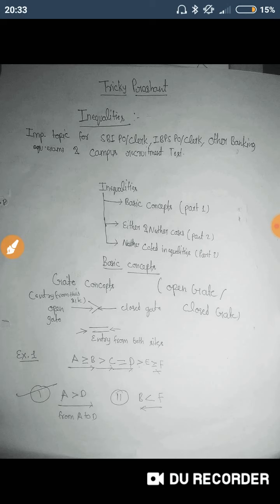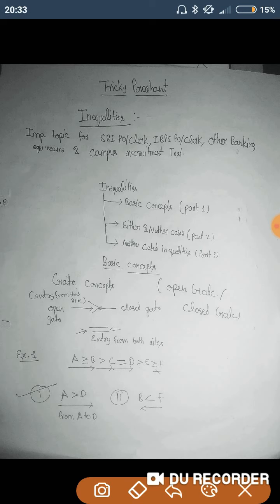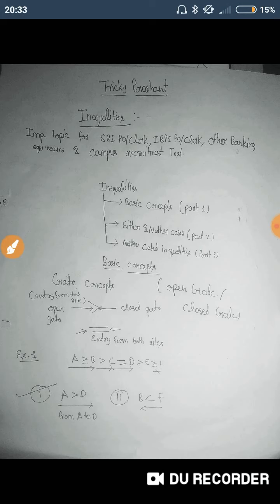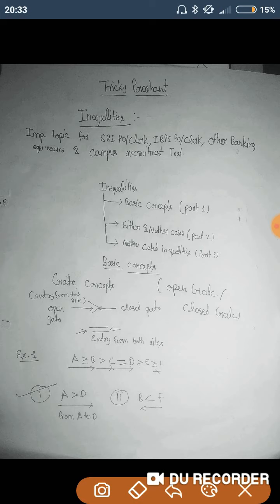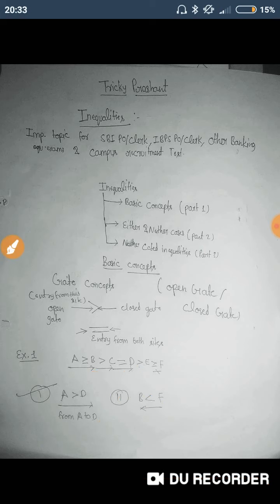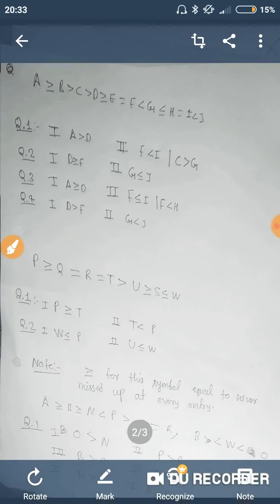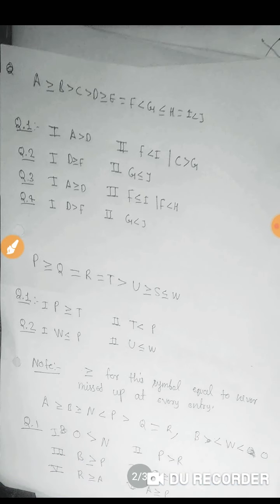In the next conclusion, it is saying that we have to go from f to b. So let's start from f to e. The gate is closed, so this conclusion failed; this conclusion is wrong. Let's see the next question.